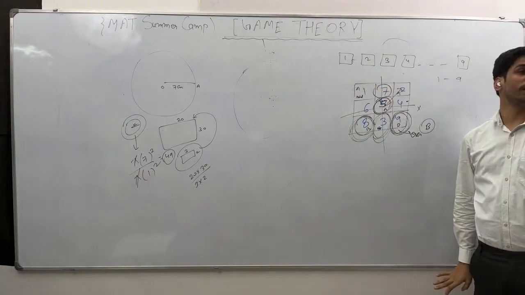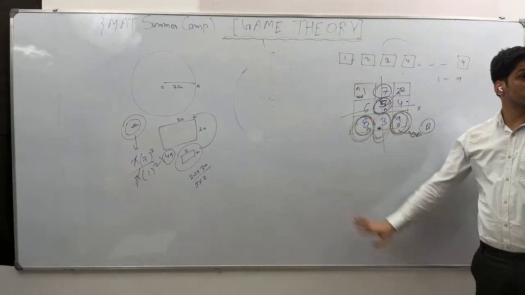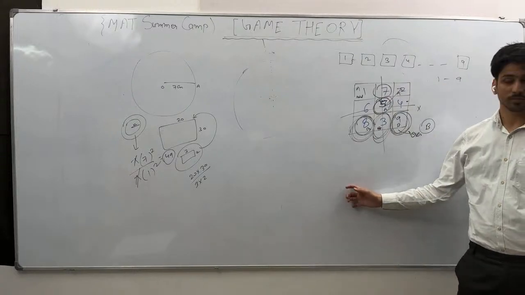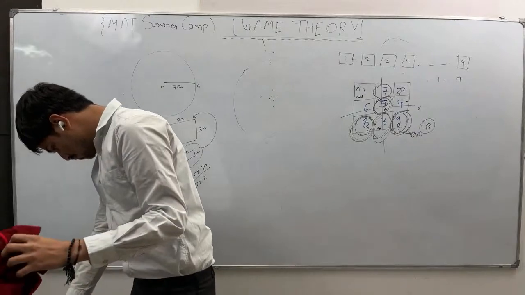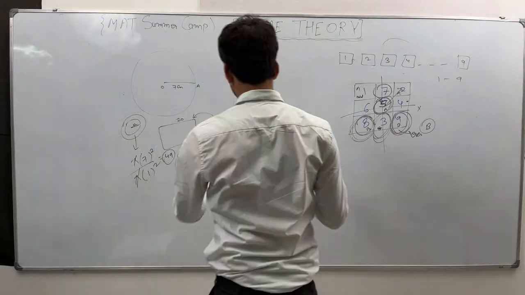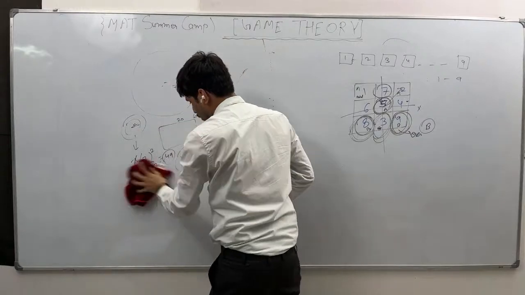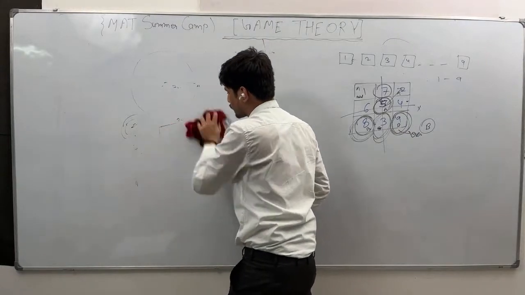So it means no matter whether A plays the game or B plays the game, B will always be able to defend. A will never be able to win. So this is a draw game. Is it clear? Online students, is it clear? Okay. So let's say I'll ask the next question.